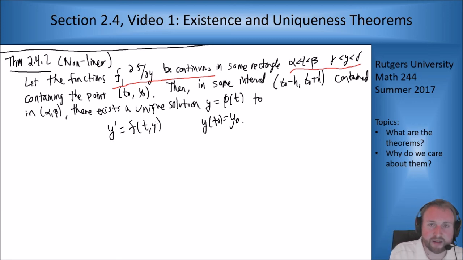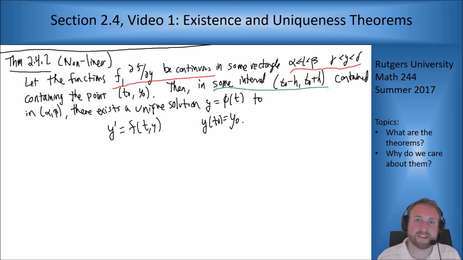Then in some interval, t0 minus h to t0 plus h, we get a unique solution again. So we get the same result here, that we have a unique solution, but some of the stuff is different, and we'll be going over the differences between these in the next video.